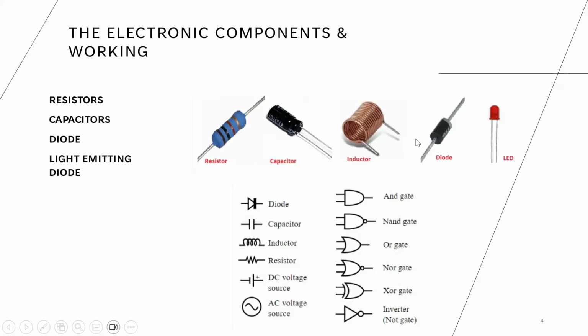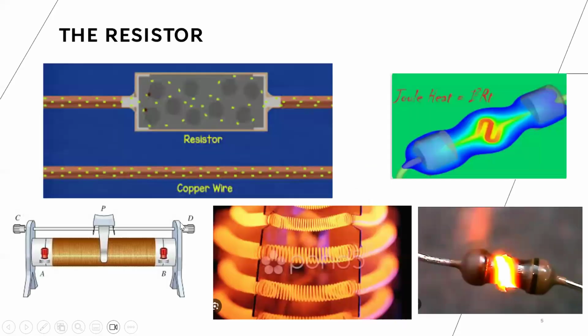So every component has a symbol also. Okay, so if you draw some circuits on a paper, you don't draw all these pictures, right? So you need to have a symbol, and then you can draw a circuit, how to connect them. So there are more symbols. Ignore those for now. Okay, so what is a resistor?